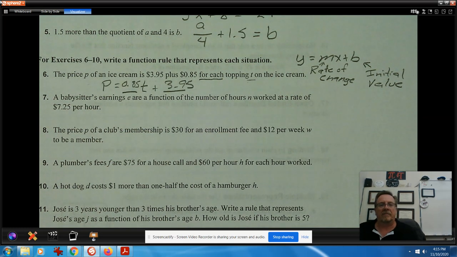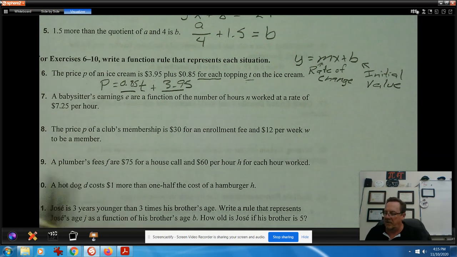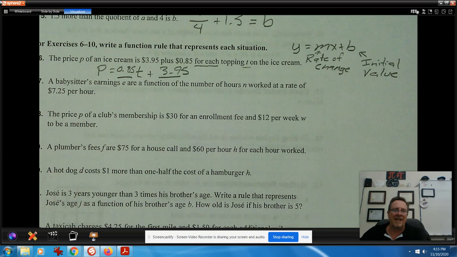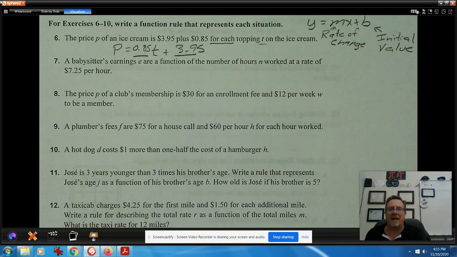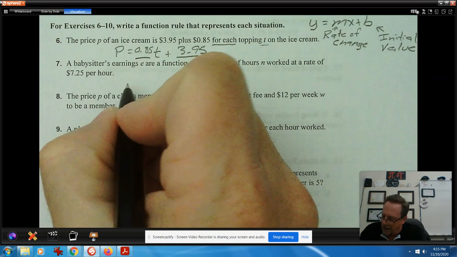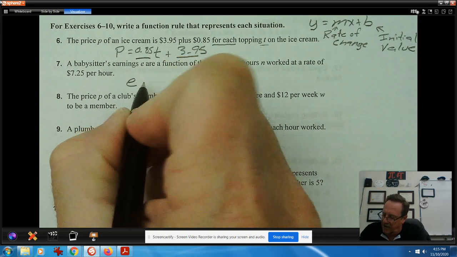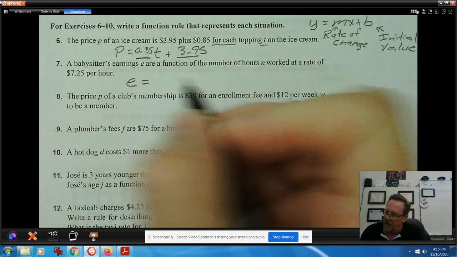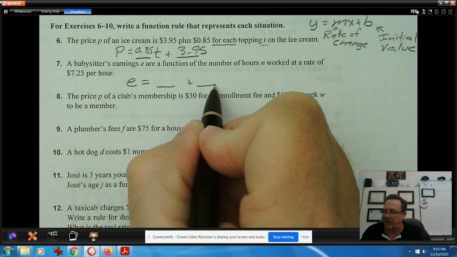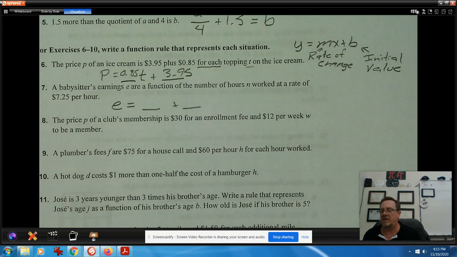So here we go. We're going to use the same template for each of these. Next problem. A babysitter's earnings, E, are a function of the number of hours worked, N, worked at a rate of $7.25 per hour. I'm going to write E instead of my Y. The earnings is going to be equal to blank plus blank. We're going to use this Y equals MX plus B template.